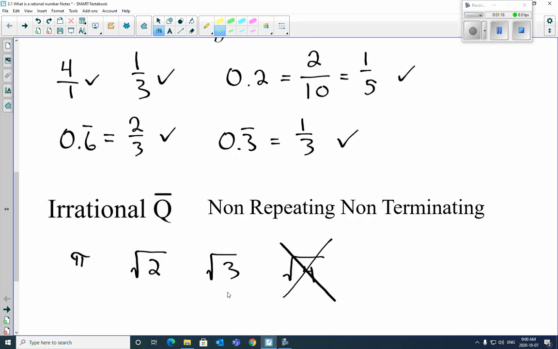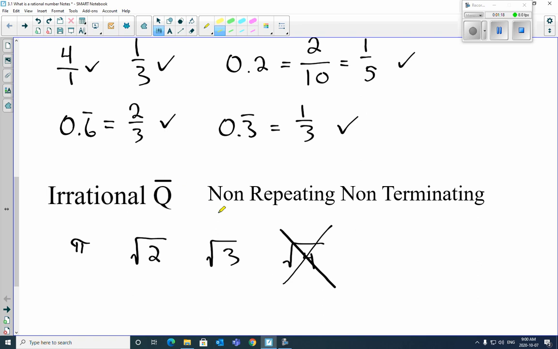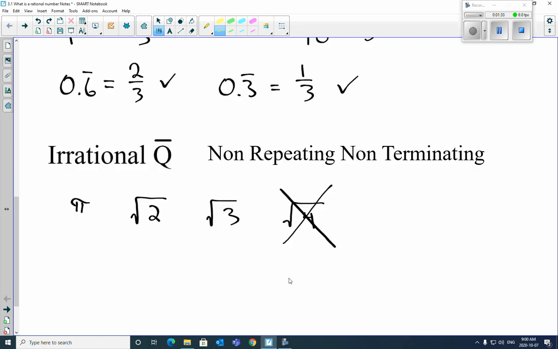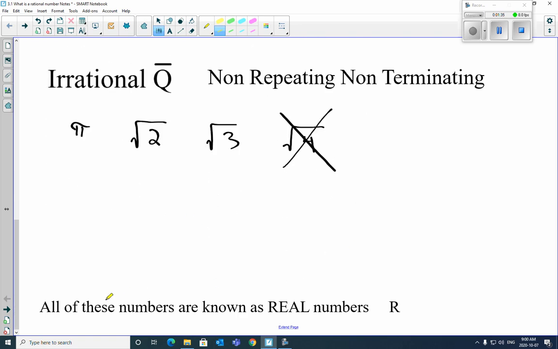Then the last part here is irrational. So it's a Q with a line over it. These are non-repeating and non-terminating. So pi goes on forever and it doesn't repeat itself. Root of 2, root of 3, those are all irrational numbers. But what about root of 4? No, root of 4 can be simplified down to 2, so it's not an irrational number. All of these, the whole category, natural, whole, integer, rational, and irrational, are known as real numbers. Let me use that for the letter R.